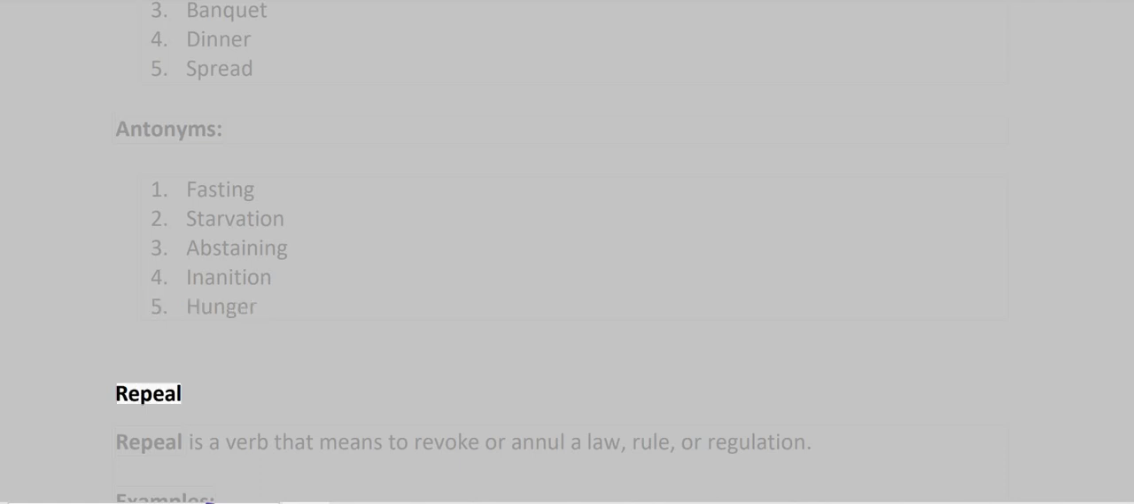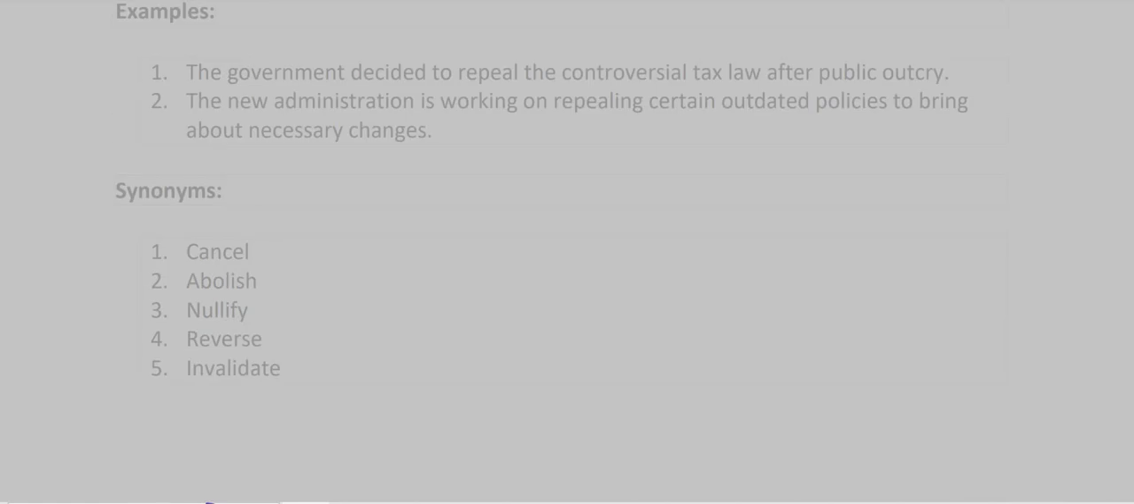Repeal. Repeal is a verb that means to revoke or annul a law, rule, or regulation. Examples. 1. The government decided to repeal the controversial tax law after public outcry. 2. The new administration is working on repealing certain outdated policies to bring about necessary changes.